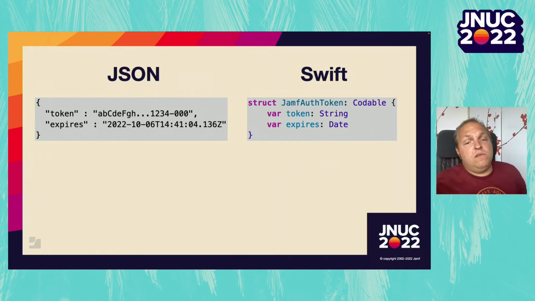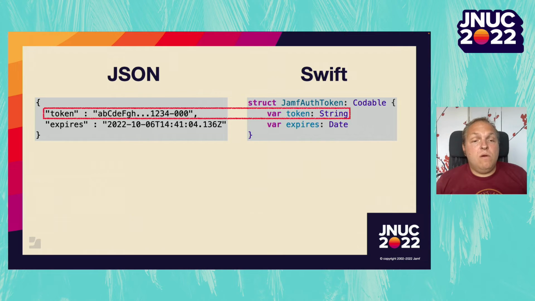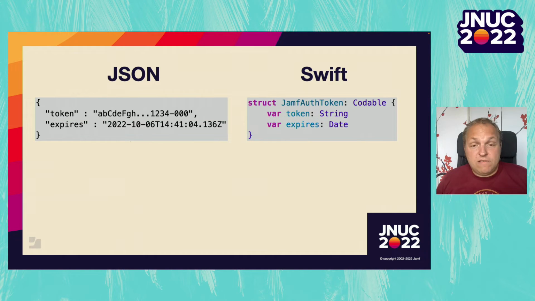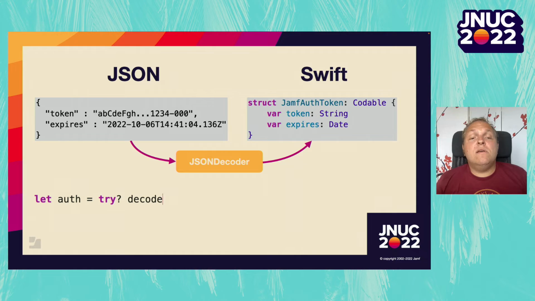We want to transfer this into a Swift object. And the Swift object will look something like this. It will have properties for the token, which is a string, and for the expiration date, which is a date. And I want to somehow connect these two in a way that makes sense. And there is an object that does that work for me, and it does really most of the work purely automatically or automagically for me. And the object is called JSON decoder. And that will take the JSON code and create a Swift object with the data.